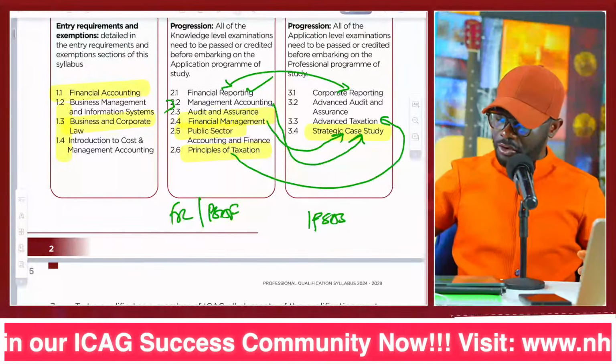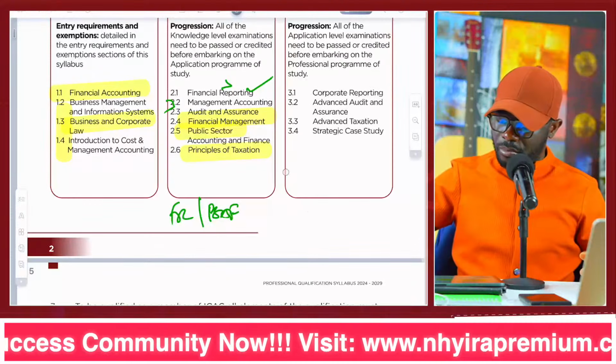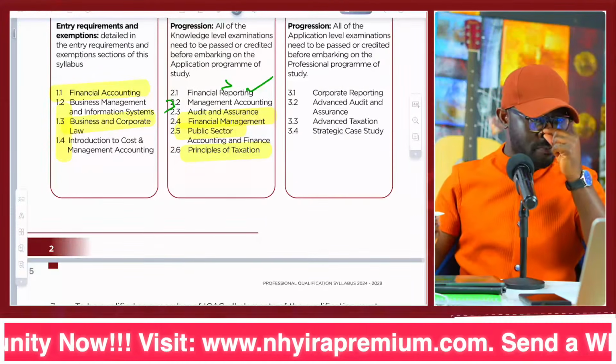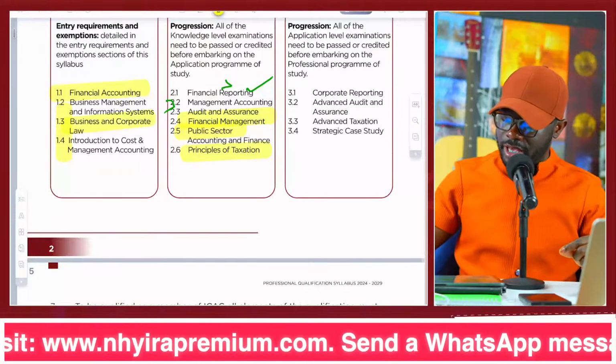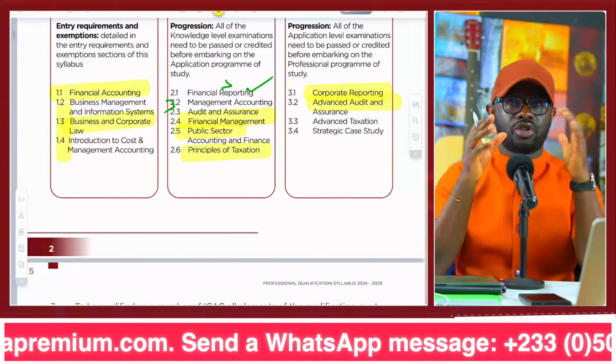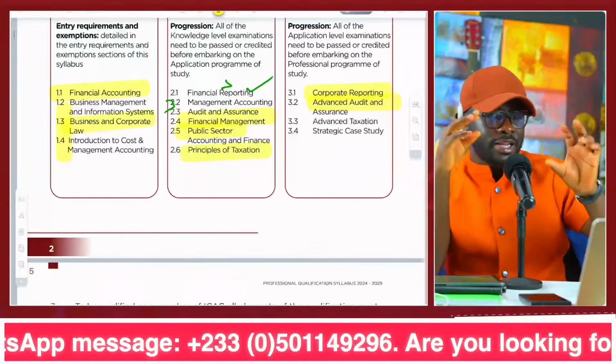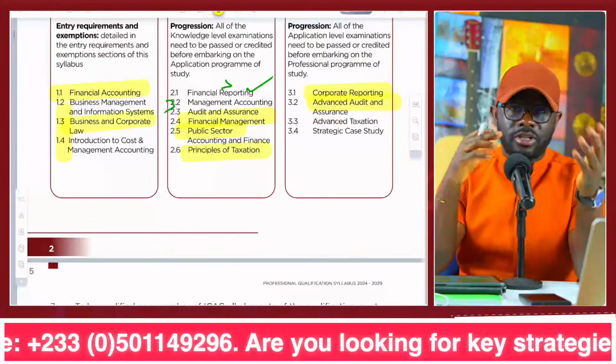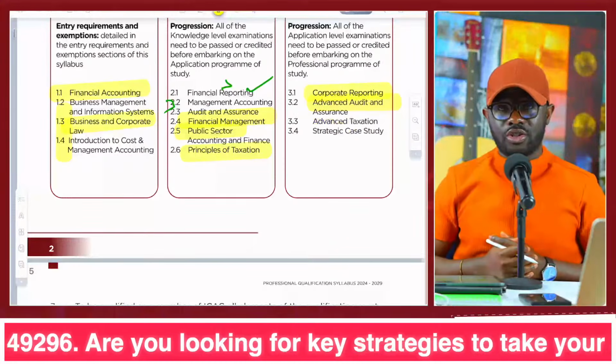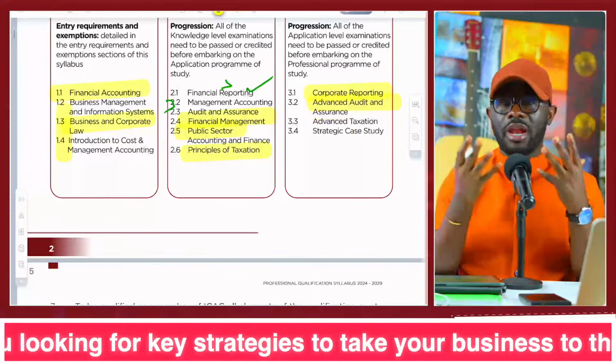Then you come to level 3. In level 3, these are the 4 papers we have. Per best practice, it will be important for you to take corporate reporting and advanced audit and assurance together, as always. So if you are doing 2 papers, then you want to do corporate reporting and advanced audit and assurance together. Why? Because of the relationship, right?